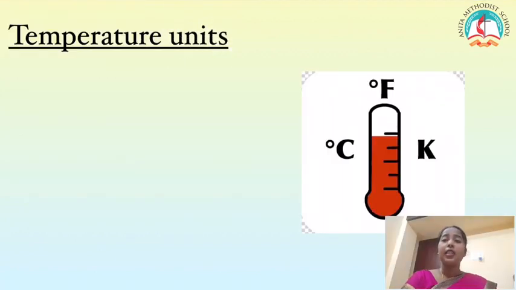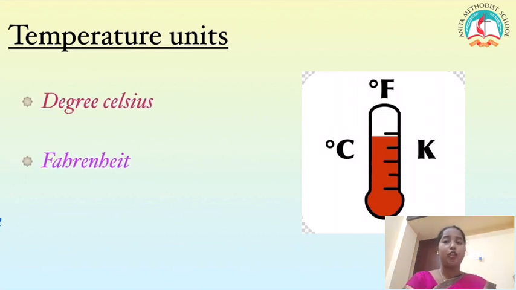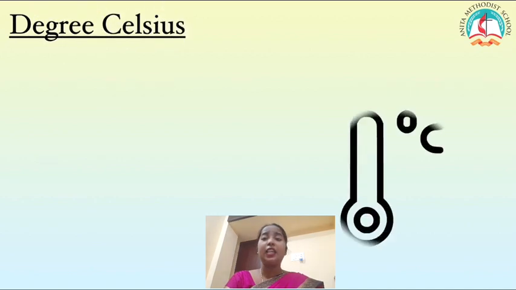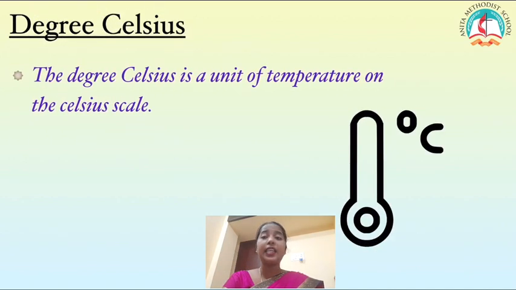Next we are going to see about temperature units. There are 3 units which are used to measure the temperature: degree Celsius, Fahrenheit, Kelvin. These are the 3 units which we use to measure temperature. Let us start with degree Celsius. So what is degree Celsius?